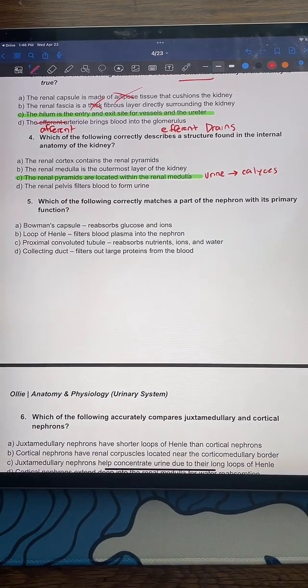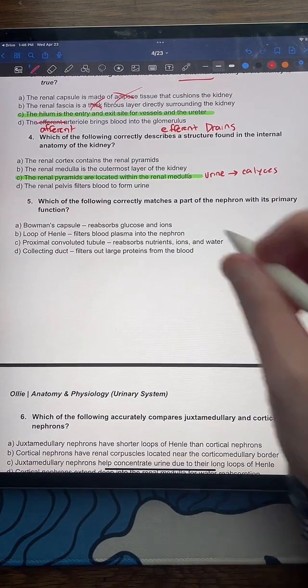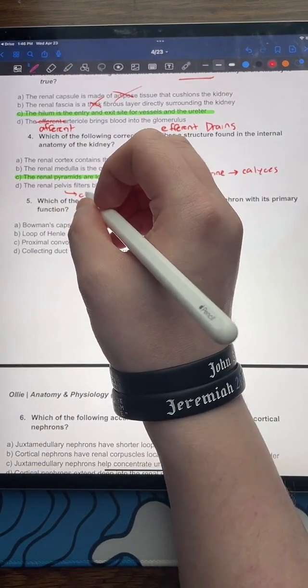Answer choice A, the renal cortex contains the renal pyramids. They're in the medulla, not the cortex. The renal cortex is the outermost layer, not the medulla, and the renal pelvis collects urine. It does not filter blood. So this collects urine.